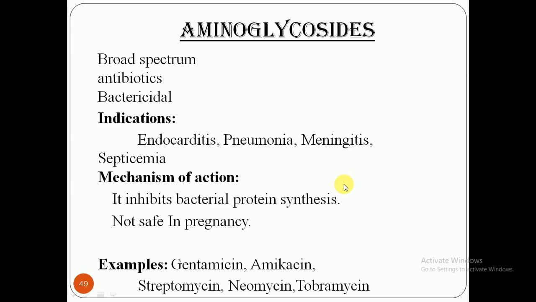So, what are aminoglycosides? Aminoglycosides are broad spectrum antibiotics, which are also called bactericidals. These aminoglycosides are a group of antibiotics which not only stop bacterial growth, but can kill a wide range of microorganisms.